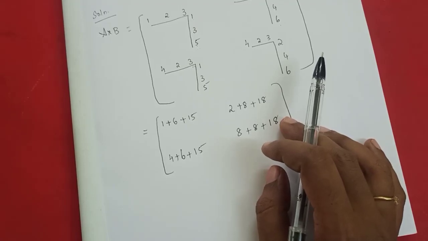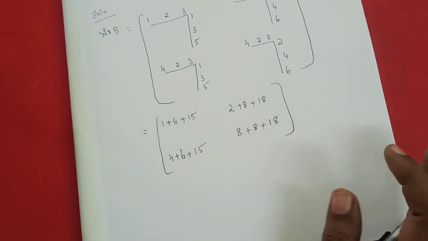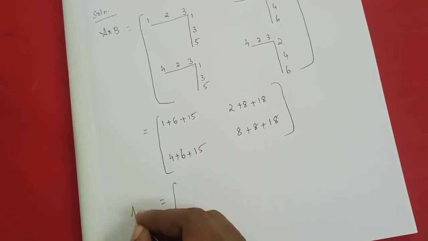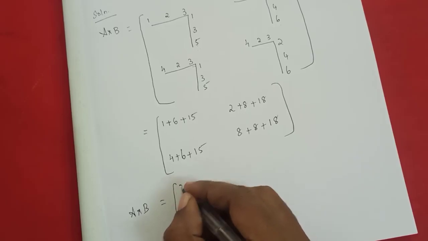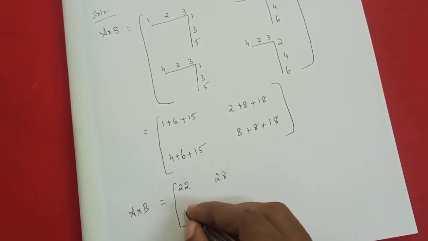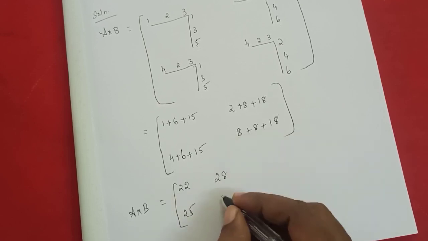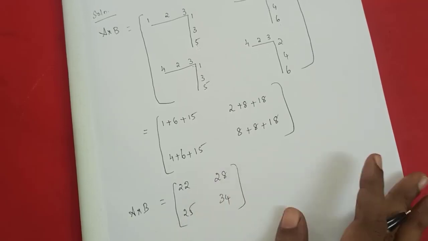You don't know how to multiply two matrices yet. So when you are thorough, you can avoid this and use it directly. Until then, you practice this. Then you add it, and you will get the answer. Add it: 22. Then 28. 15 plus 10, 25. 18 plus 16, 30. This is the answer for A cross B.